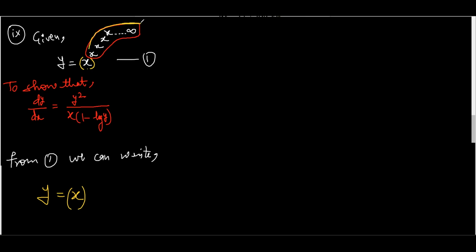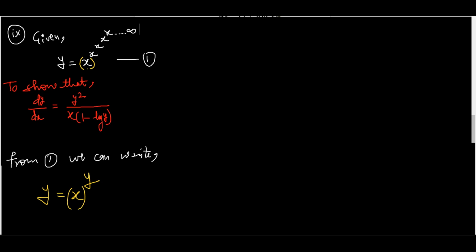This thing is once again x raised to x raised to x raised to x raised to x raised to x up to infinity. So what earlier was your y, this is also the same as y. I hope you are getting what I'm trying to say. So y equal to x raised to y. This is what we got.